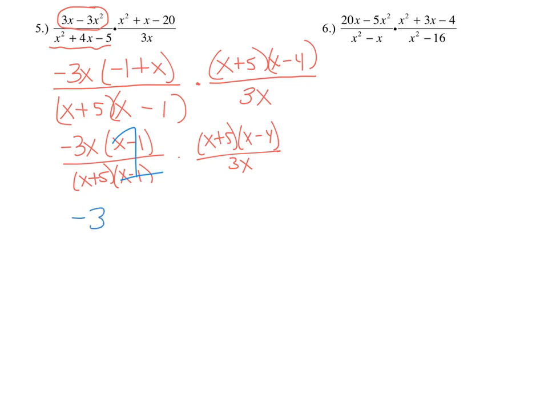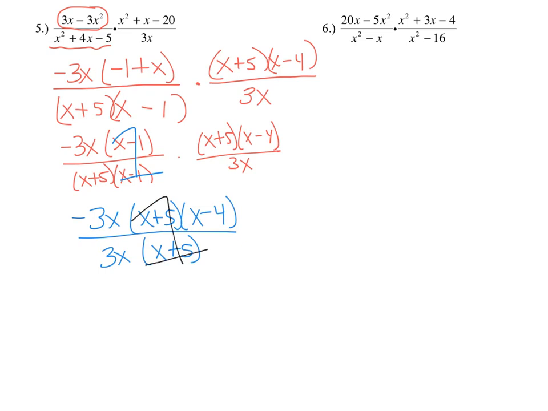So then I've got, in the top, if I multiply, I've got negative 3x times x plus 5 times x minus 4. In the denominator, I've got 3x times x plus 5. So x plus 5 divided by x plus 5 gives us 1. Negative 3x divided by 3x gives us negative 1. So you have negative 1 times x minus 4. So you could leave it like that, or you could say negative x plus 4. Either is fine.